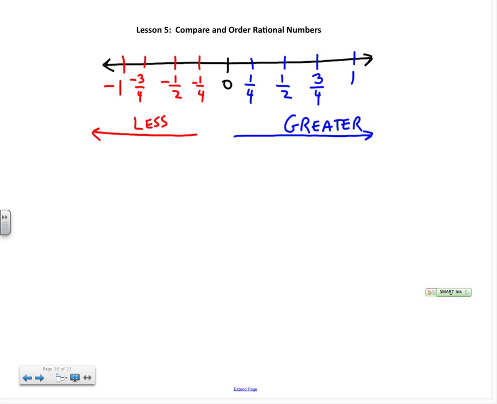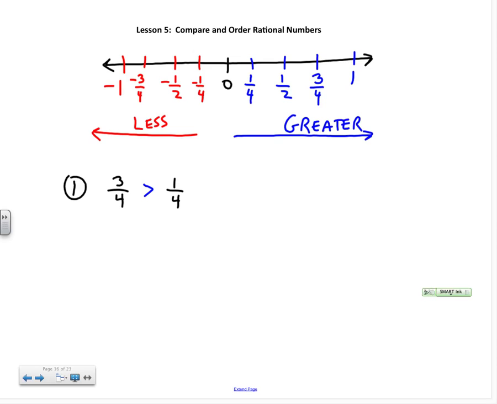All right, let's take a look at comparing two of these fractions. So number one, I would like you to compare 3/4 and 1/4. So notice they are both positive. The one farthest to the right is greater, and on our number line, 3/4 is to the right, so it's greater. And those are fractions you should know anyway because they're positive and we've worked with positive.